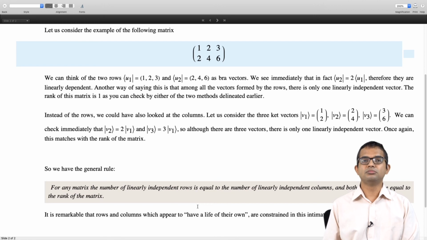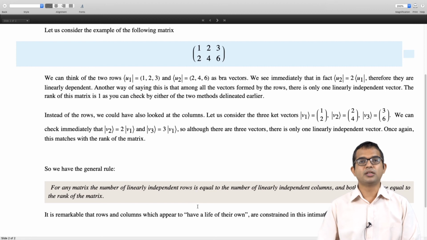Look at all the different examples which you have already considered. Or make up your own matrices, 2 by 3s, 3 by 4s, simple matrices, not too large, and check for yourself that indeed the number of linearly independent rows is going to be equal to the number of linearly independent columns, and each of them is going to be equal to the rank of the matrix as you would obtain either from the determinant approach or from the row reduction approach.